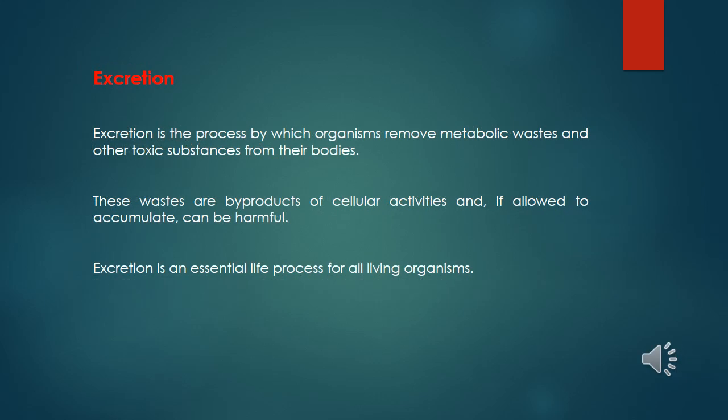Next, we come to another criteria, that is excretion. Excretion is the process through which organisms remove unwanted substances from their body, which may be harmful if not removed. Excretion is a very important criteria for a substance to be living, because all living organisms undergo metabolic reactions and waste products are produced that need to be removed from the body. Thus, excretion becomes an important point for a substance to be living.